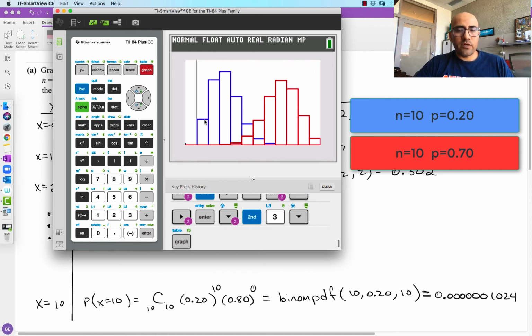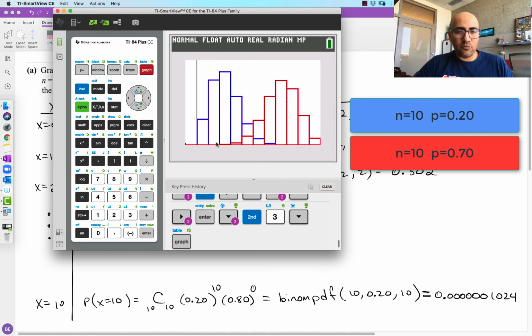Okay, so the blue one was when we had 0.2 probability. You see how it's kind of skewed in this direction. The most likely outcomes when we have 10 are going to be about 3, right? And then 0, 1, 2, and 3 are very, very common. Sorry, I said 3. 2 is the most likely. 0, 1, 2 is the most common one.